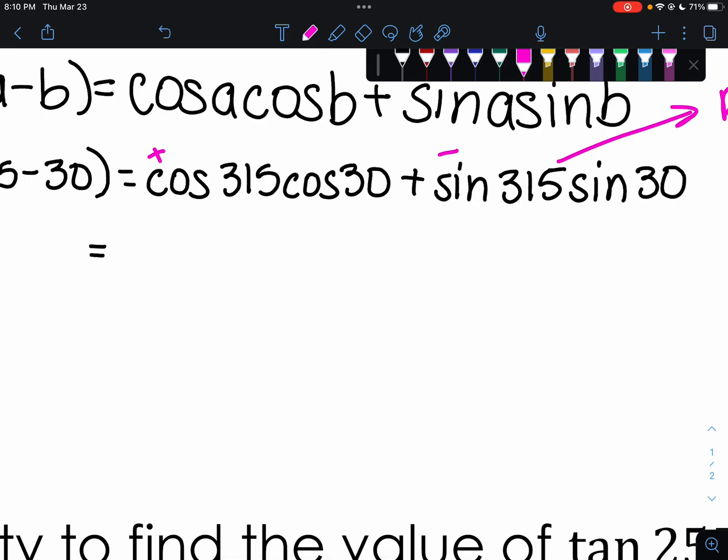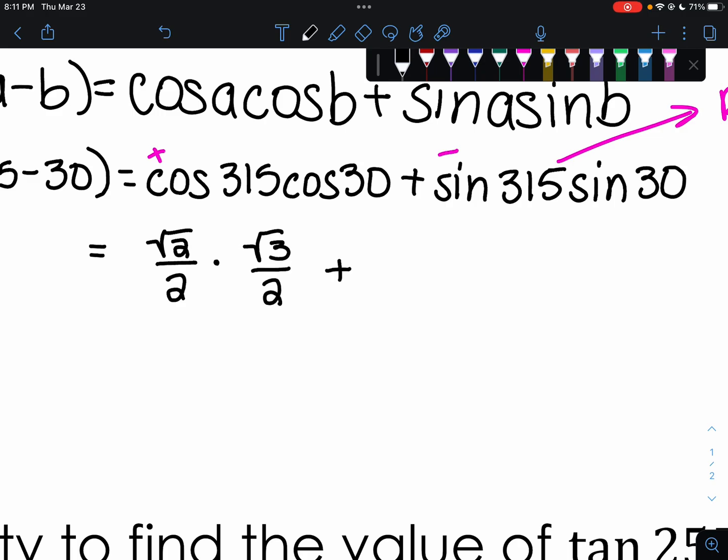So cosine of 315 is similar to cosine of 45. So my middle finger goes down, cosine's on top. I get rad 2 over 2. And since it's positive, I keep it positive. Then cosine of 30, I put down my ring finger. 30 for cosine is on top, so that would be rad 3 over 2.